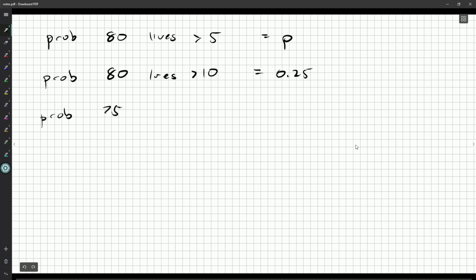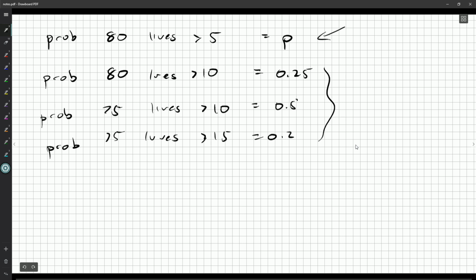Probability a 75-year-old lives at least 10 was 0.5, and then it was 0.2 for 20%. 20% out of 100% should just simplify to 0.2. So 75 lives at least another 15 is 0.2. Okay, so we need to use this information to figure out P, because this is a math exam. This is not an actuarial test where we would have to look up actuarial tables or anything like that, and mortality rates. Okay, so how do we approach something like this?